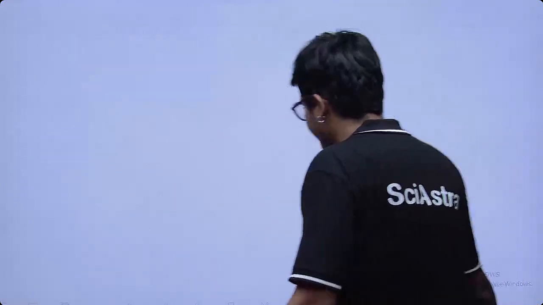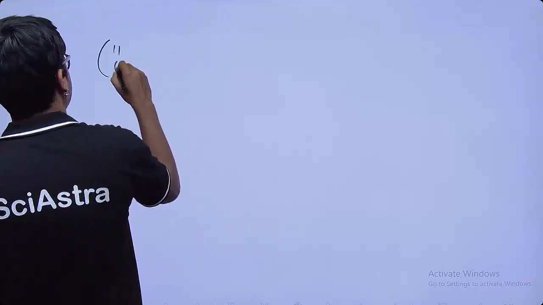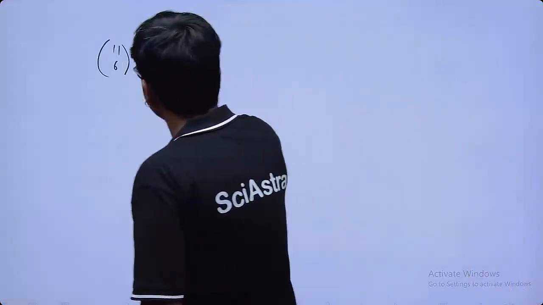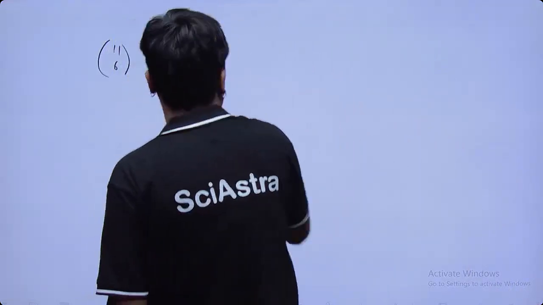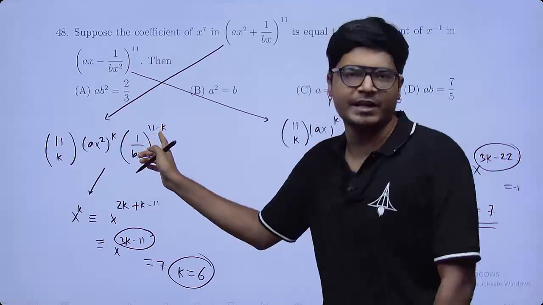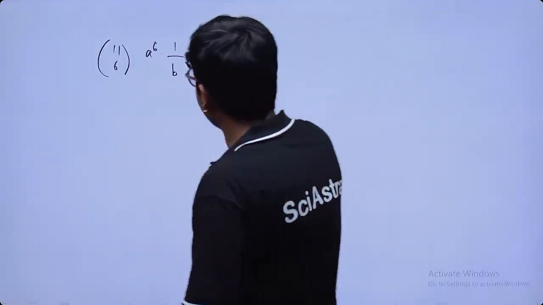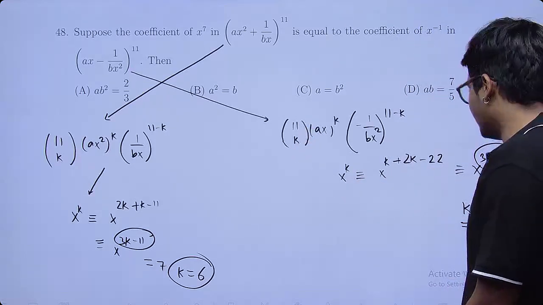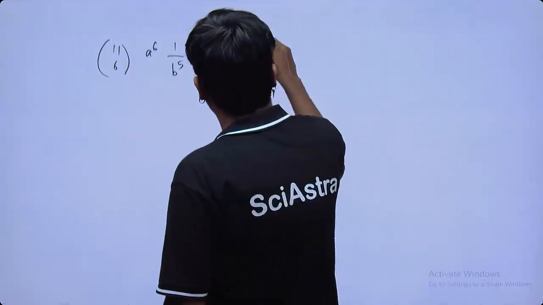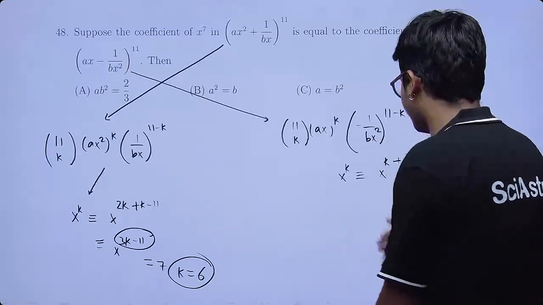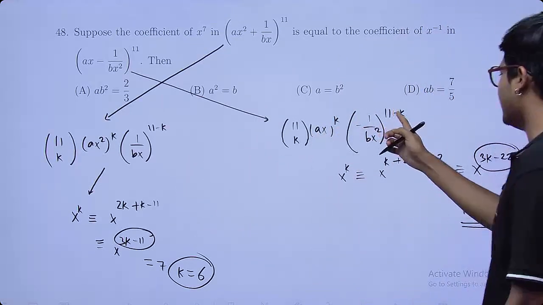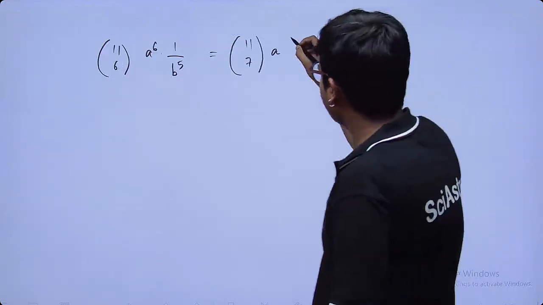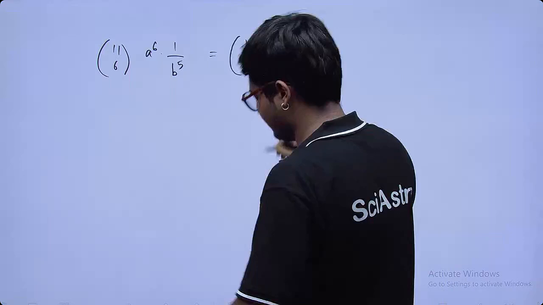First one, what will be the coefficient? 11 choose 6 times a to the power 6 times 1 by b to the power 5, right? Because if k is equal to 6, 11 minus 6 is going to be 5, right? So divided by b to the power 5, that should be equal to, on the right hand side, a to the power, what will you get? 7, right? And b to the power, 11 minus 7 is 4. So minus 1 to the power 4 is plus 1. So it just turns out to be b to the power 4. So a power 7, b power 4, right?